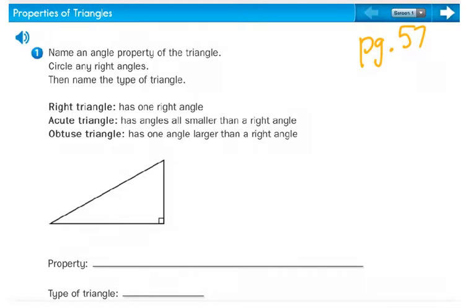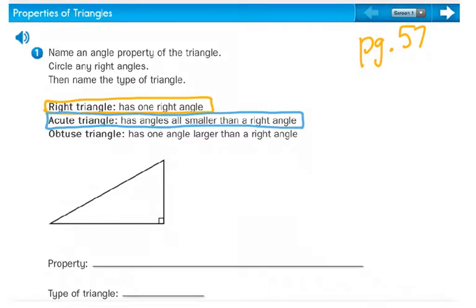The topic is properties of triangles. It says name an angle property of each triangle and circle any right angles. Then name the type of triangle. Well, here we just got done talking about a right triangle. We know that if it has one right angle, it is a right triangle. The next one that we'll mention is an acute triangle.